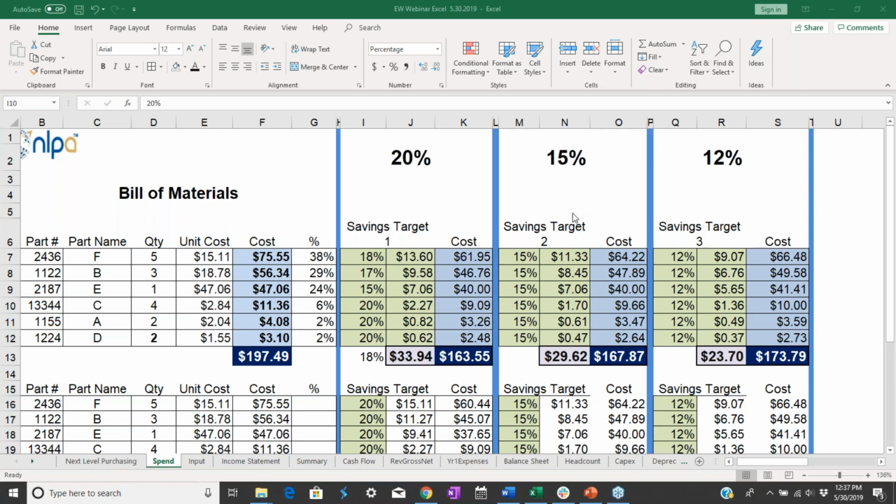Kells, you had asked if the direct cost and indirect cost impact the cost of goods sold in the income statement? Yes, it does. Depending on how you set those parameters, it would affect it. I hope that answers your question.